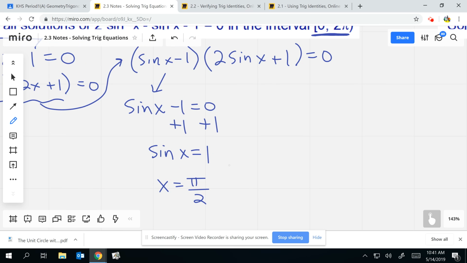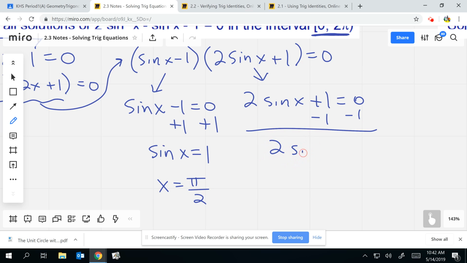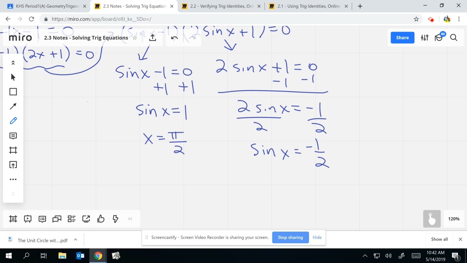That's one solution. The other one is going to solve 2 sine x plus 1 equals 0. So we'll subtract 1. 2 sine x equals negative 1 and divide by 2. So where is the sine of x going to be negative a half? There's probably two answers for that, for negative a half. Because it's a circle, it's going to hit it in two places. So sine is negative a half at 7 pi over 6. Negative a half at 11 pi over 6.